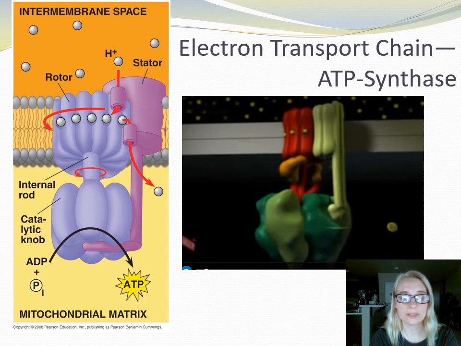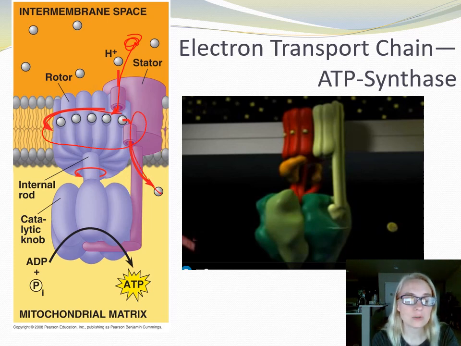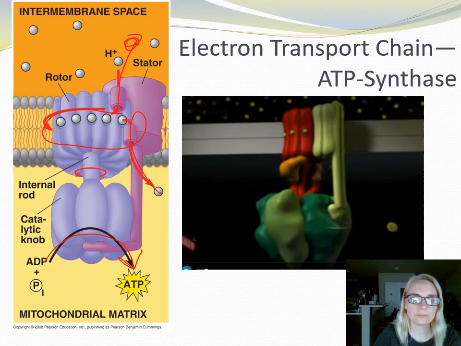it is kind of cool to see how the hydrogen ions start up here in the intermembrane space. They flow through this entrance port. It kind of spins around, and then they go out this exit port. And in the process of spinning, it drives this mechanical action of making the ATP. It's just really fascinating.